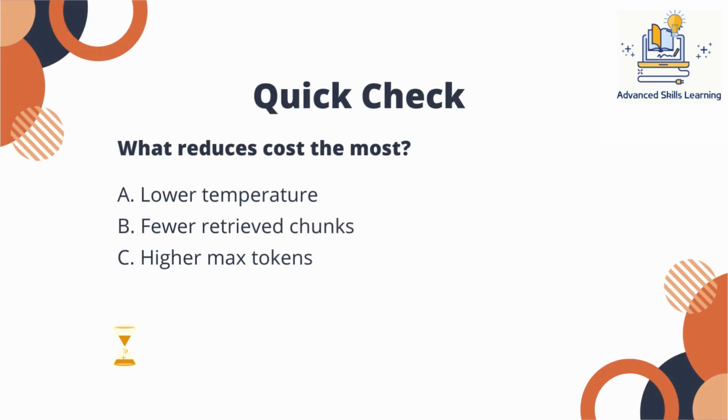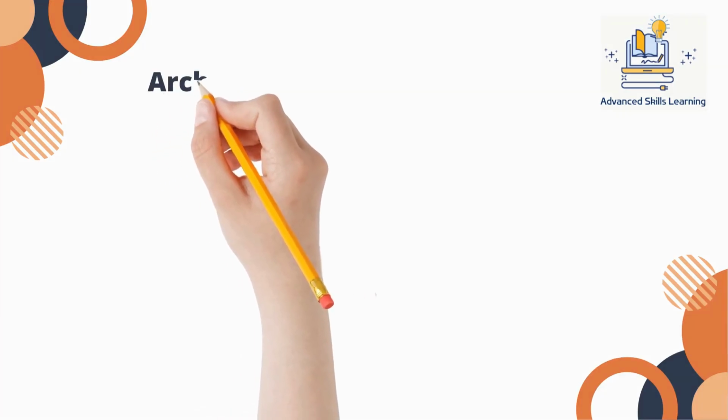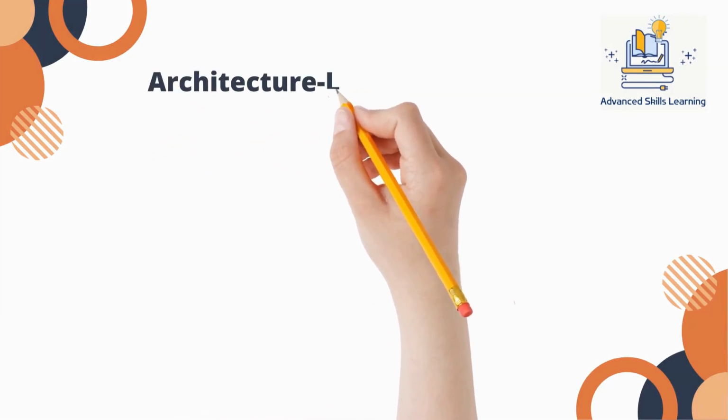Quick check, 2 seconds. What reduces cost the most? A. Lower temperature. B. Fewer retrieved chunks. C. Higher max tokens. Keep your guess. The answer is B. Fewer retrieved chunks. Retrieval decisions influence every downstream cost in the pipeline.